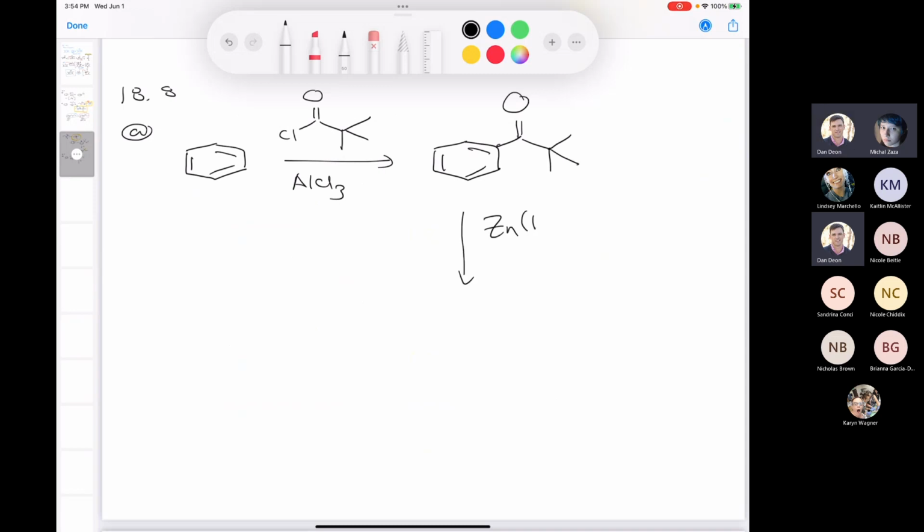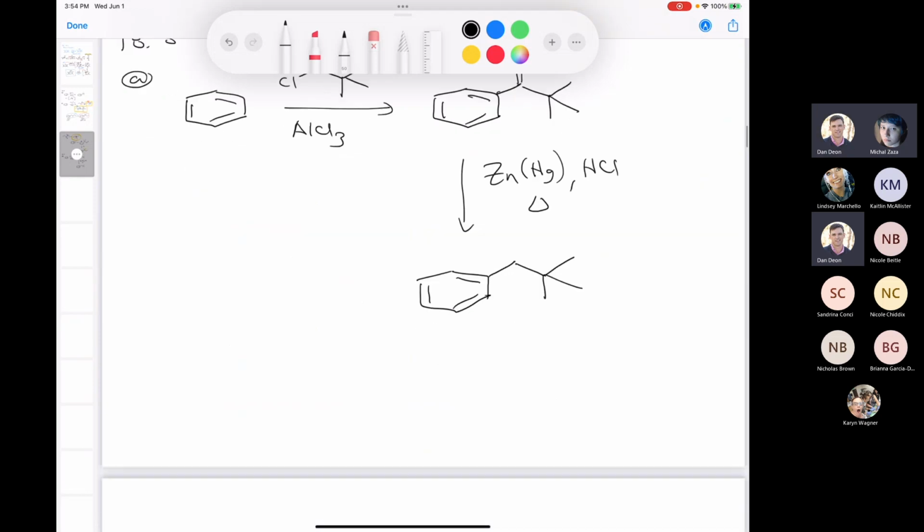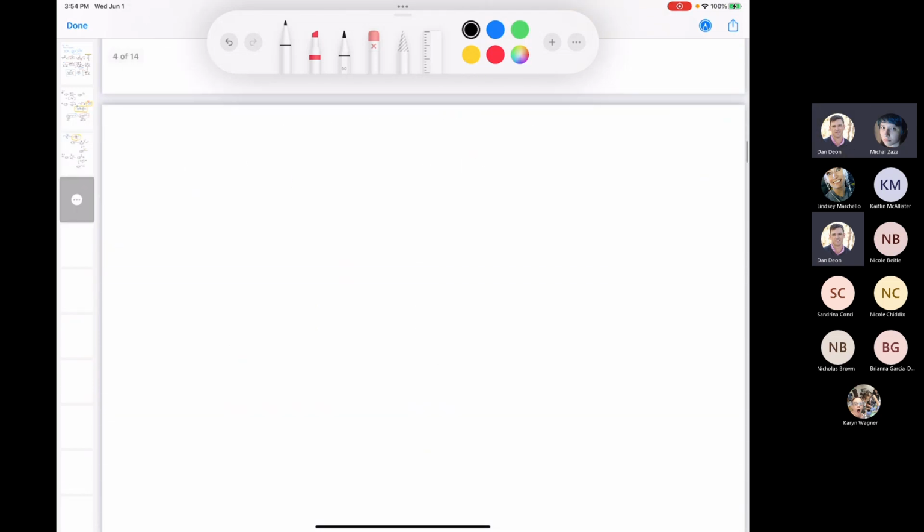Then you can do the Clemmensen reduction. So you treat that with the zinc mercury amalgam, some HCl, and you cook that up, and the product is the only thing that you get. So that would be the way to go. All right, I'm probably going into way too much detail here. Let's try the next one, 18.8b. Let's give this one the old college try.